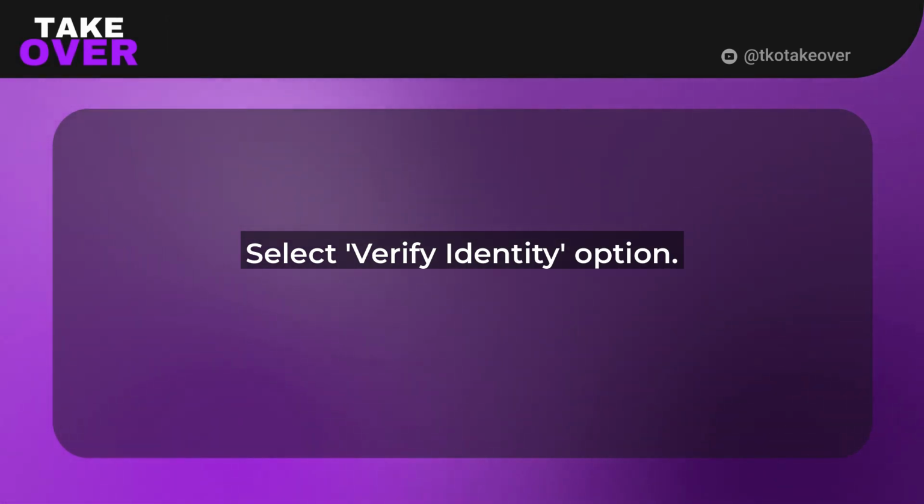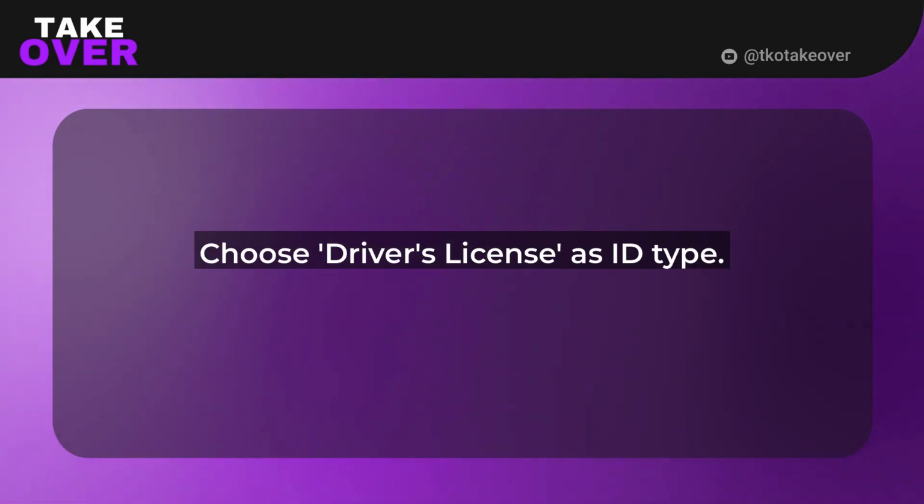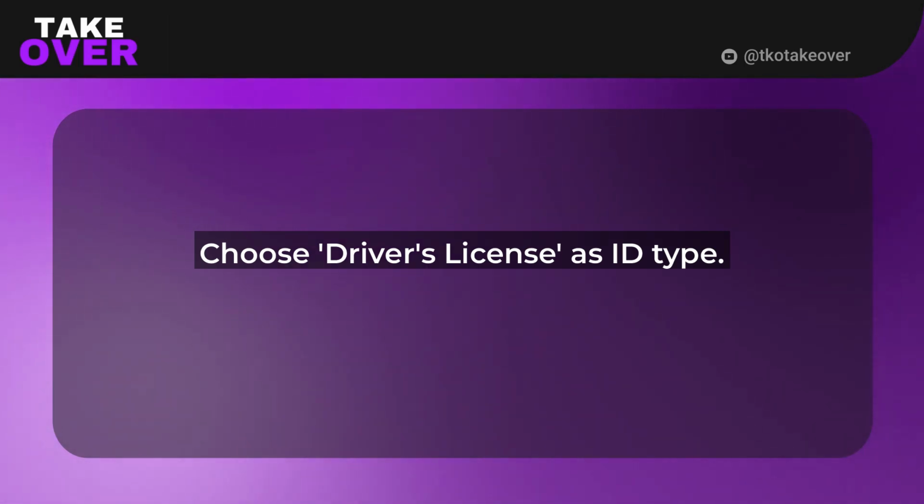Next, look for the Account or Personal Info section. Here, you'll see an option for Verify Identity. Tap on that, and it might prompt you to choose your verification method. Select Driver's License as your ID type.